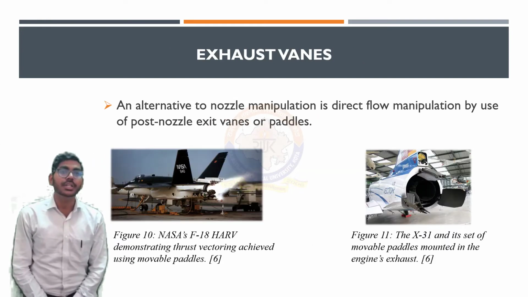Exhaust vanes. An alternative to nozzle manipulation is direct flow manipulation by use of post-nozzle exit vanes or pedals. One of the earliest methods of thrust vectoring in rocket engines was to place vanes in the engine exhaust stream. These exhaust vanes or jet vanes allow the thrust to be deflected without moving any parts of the engine, but reduce the rocket's efficiency. Figure 10 is NASA's F-18 HARV demonstrating thrust vectoring achieved using movable pedals. Figure 11 is the X-31, and it uses movable pedals mounted in the engine's exhaust.